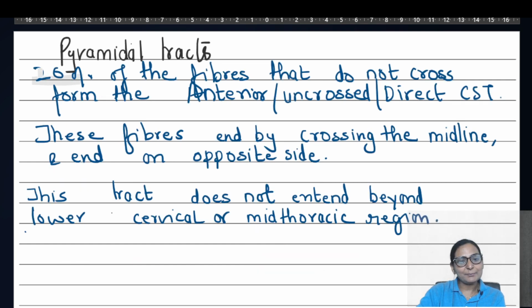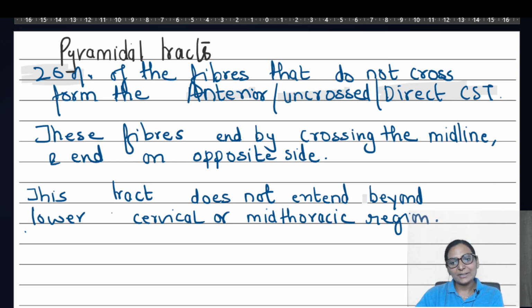Now we have seen that 20% of the fibers do not cross after forming the medullary pyramid. They descend on the same side, the ipsilateral side. They form the anterior or uncrossed tract, also called the direct corticospinal tract. Now the question is whether these fibers cross or decussate. The answer is yes, these fibers are also going to cross the midline, but they will cross at the spinal level. They do not cross at the level of the pyramids, but at the spinal level.